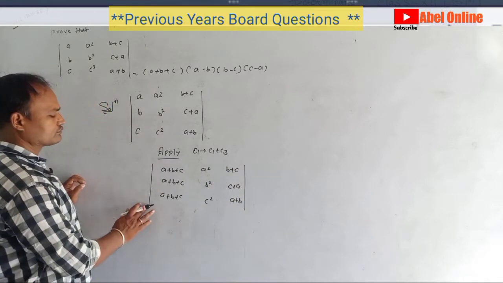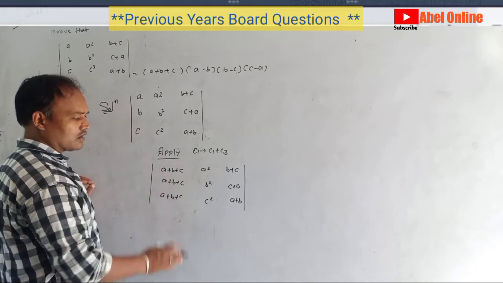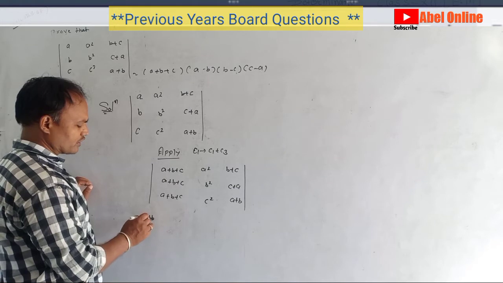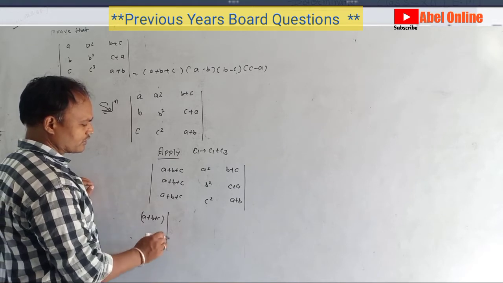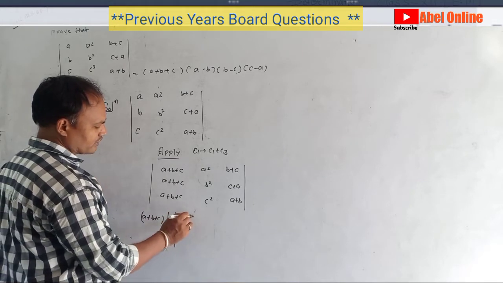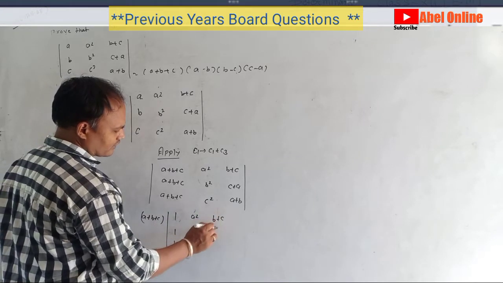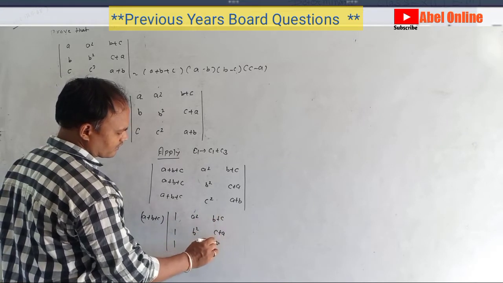Okay, now you may see that a plus b plus c is common in this column. So I am going to take the common factor a plus b plus c out from here. It is 1, 1, 1; a square, b square, c square; and a(b plus c), b(c plus a), and c(a plus b).